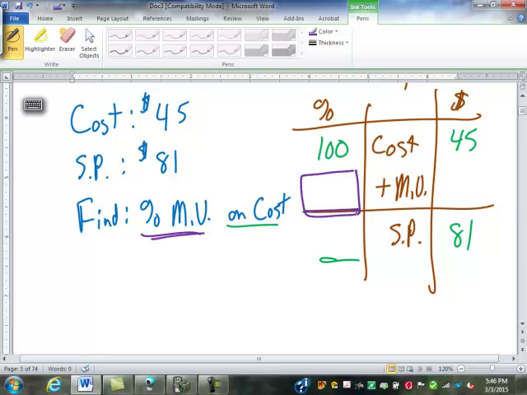To find that, if we knew this, we could subtract to get it. Or if we knew this, we could cross multiply and divide to get it. Can we find this number over here? Divide your selling price by your cost. Close. This number right here is the selling price minus the cost. Okay, it's $36. Now what?